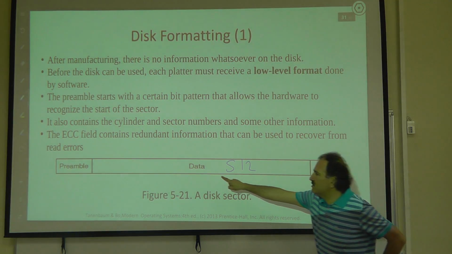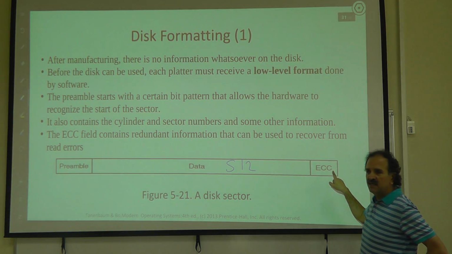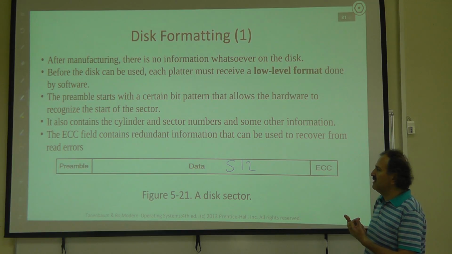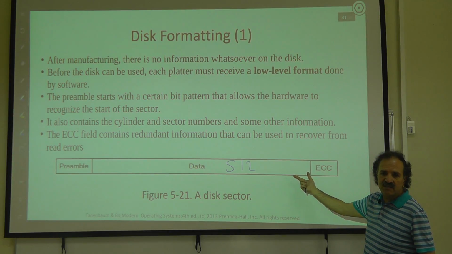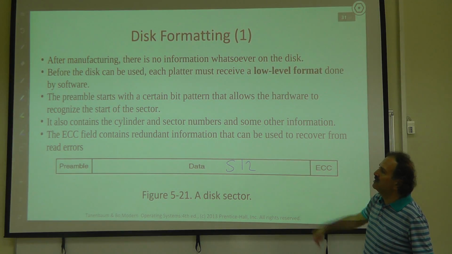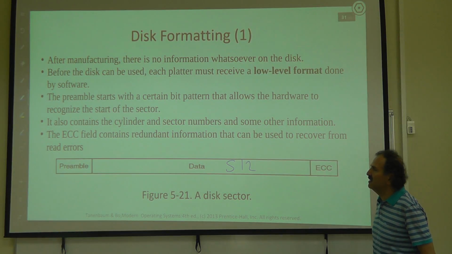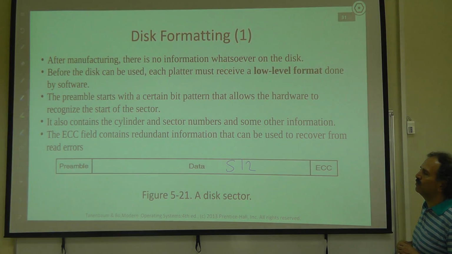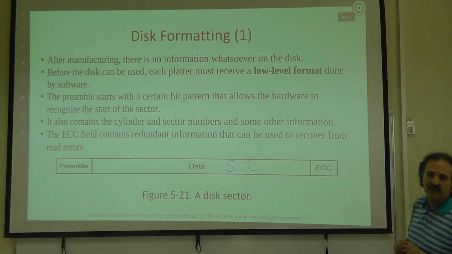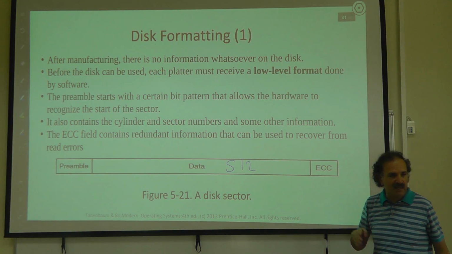You read your data, you read your ECC, and the data doesn't match. That means that there is something wrong. Maybe this is a bad sector, there is a problem with the sector, so the sector might be marked as a bad sector. This is called low-level formatting. Low-level format means that you are writing your sector information to all the tracks, to all the cylinders of your hard drive. That's why low-level formatting takes lots of time.